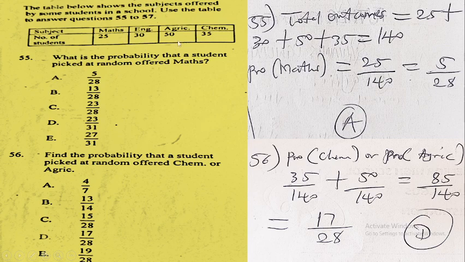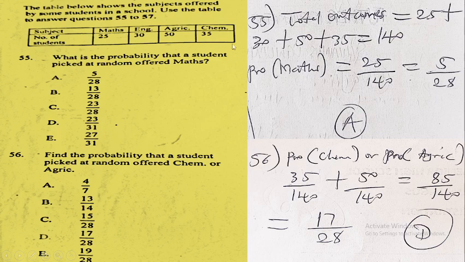Of course, that is on probability. So how do we know the probability that the student picked offers mathematics? We need to know the total outcome of that experiment. That will be the addition of all the number of students here. 25 plus 30 plus 50 plus 35 gives us 140. So that will give us the total outcome of the experiment.